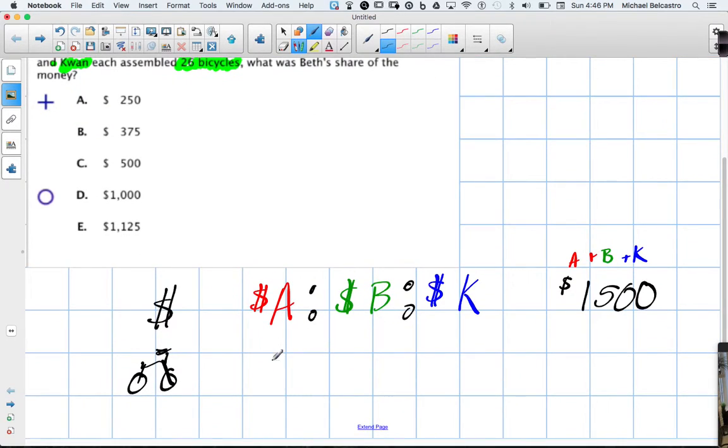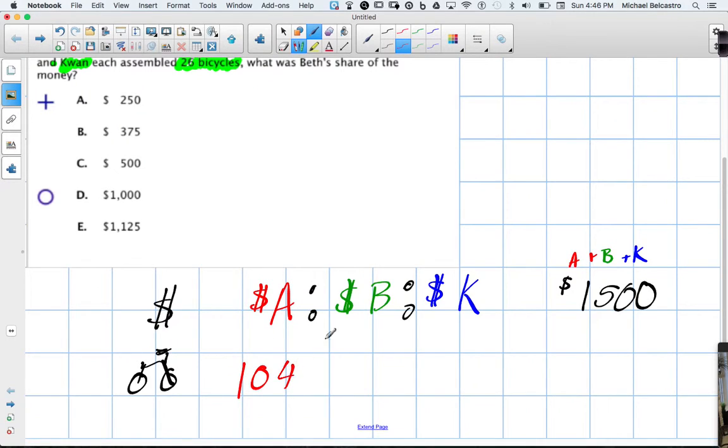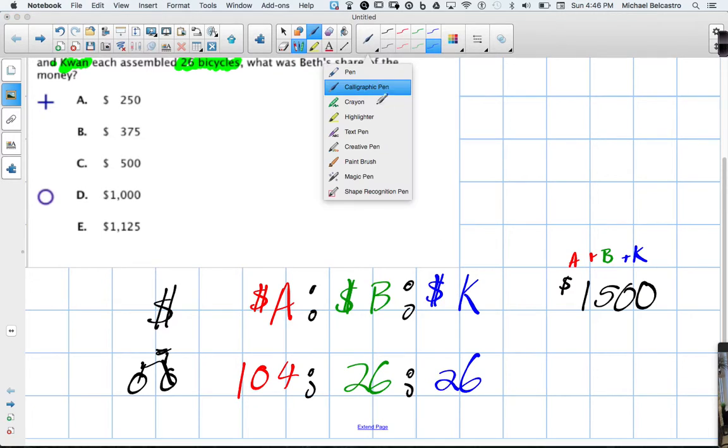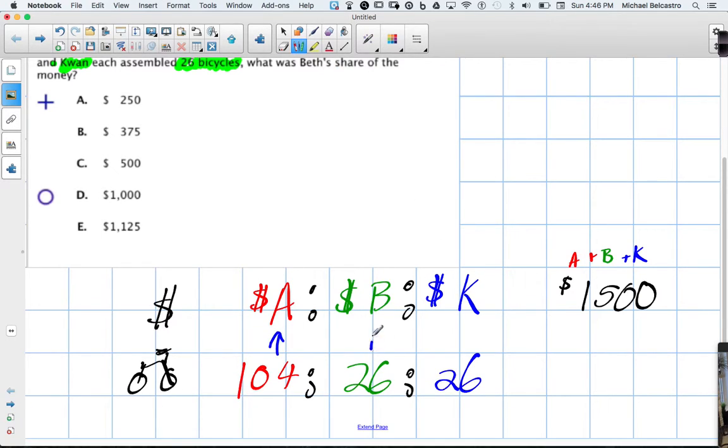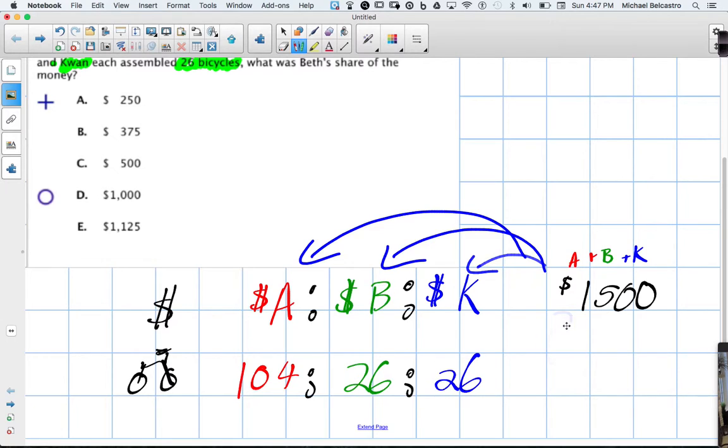What they have told us is how many bicycles Angela assembles. We know that she assembled 104 bicycles, and then Beth assembles 26, and Kwan also assembles 26 bicycles. In order to find out a relationship between these so that we can relate it back to the dollar amounts, we need to know what the total number of bicycles is. That's our missing piece of information now. And that will help us relate back to the dollar value and then back to both A, B, and K. So we need to sum this together.